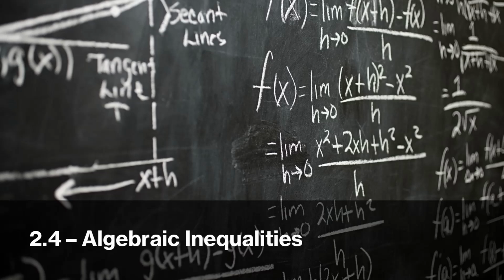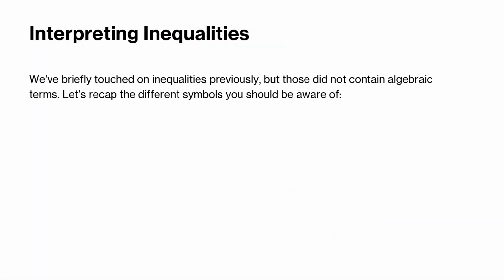Today we'll be discussing the fourth topic in the second chapter, algebraic inequalities. First, let's talk about interpreting inequalities. We've briefly touched upon them in previous videos, particularly the one involving estimation and the limits of accuracy, but those did not contain algebraic terms. Let's recap the different symbols you should be aware of.